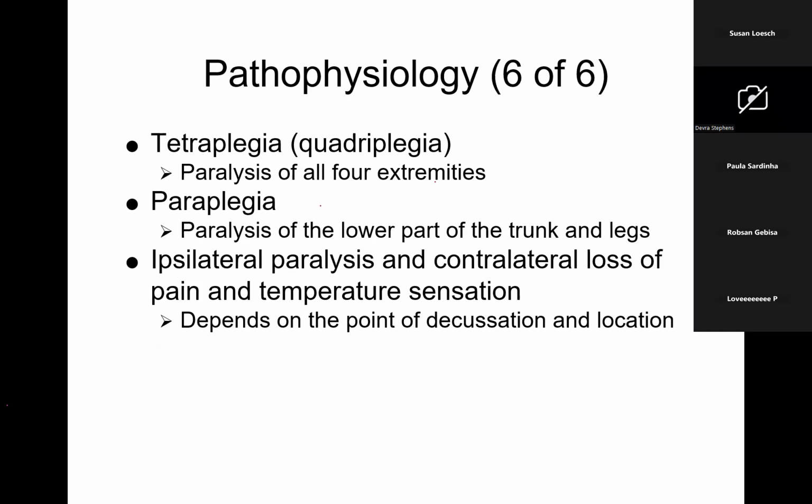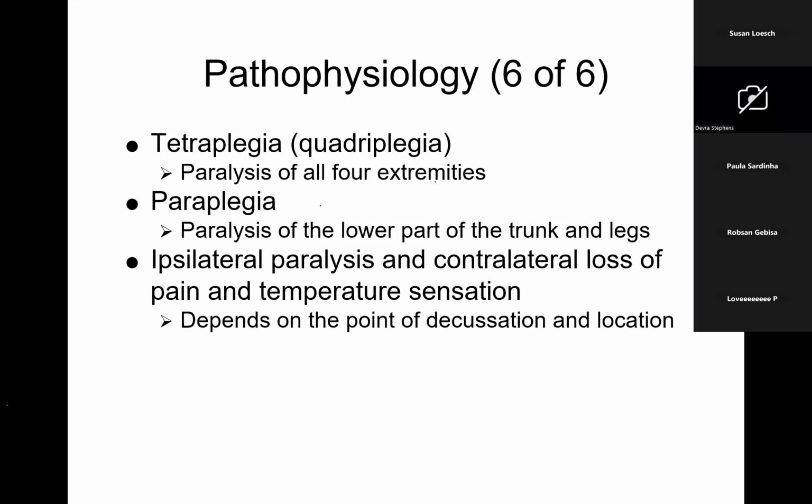You should know these terms, okay? Tetraplegia is paralysis in all four extremities. It might also be called quadriplegia. Paraplegia is paralysis in the lower part of the trunk and the legs. And then ipsilateral paralysis and contralateral loss of pain and temperature sensation depends on the point of decussation and location.